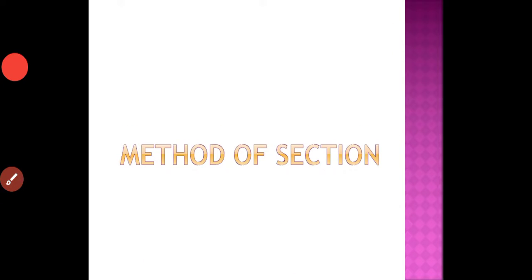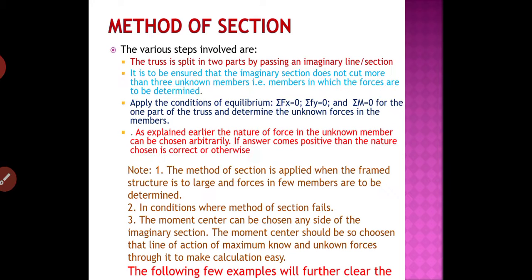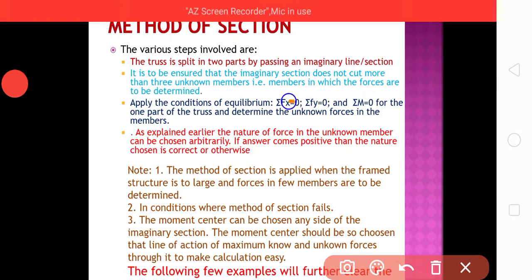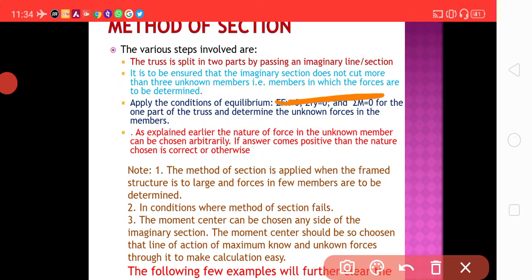Now, method of section. The various steps involved are: the truss is split into two parts by passing an imaginary line or section. It is to be ensured that the imaginary section does not cut more than 3 unknown members in which the forces are to be determined. Since we get 3 equations, that is summation Fx equal to 0, summation Fy equal to 0, and summation M equal to 0.